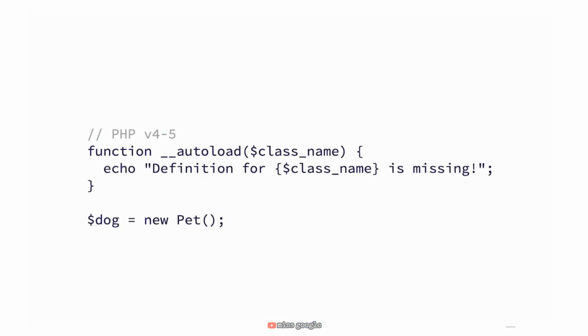In PHP 4 and 5, we simply defined this magic method, function __autoload, with one argument. The argument is the class name that PHP is currently looking for. Here I'm just echoing back something saying the definition for the class is missing. So if we have PHP code like this, and it encounters this class Pet as it's trying to create a new instance of Pet, and it says, wait a minute, you haven't loaded that class yet, the next thing it's going to do is call this autoload function to see if it can help out. If it can't, then it'll go ahead and throw an error, but it does give us a chance to look for that definition in our file system.